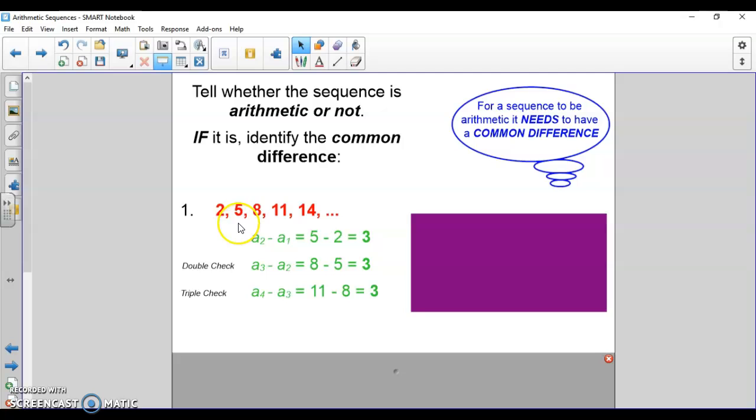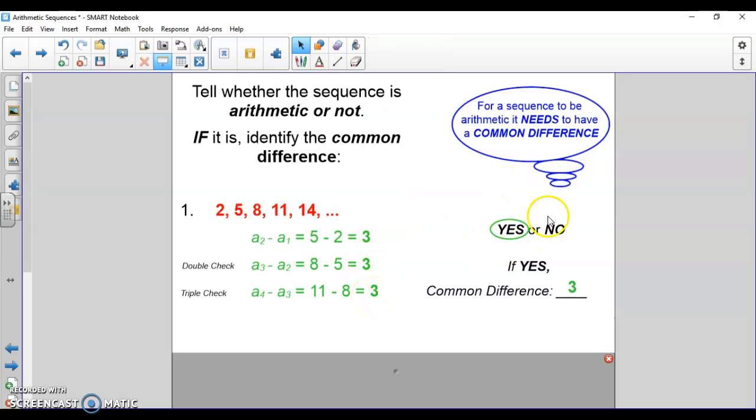5 minus 2, second term minus the first, the difference is 3. Double check it. 8 minus 5 is 3 also. If you want, not necessary, you can triple check it. So if the common difference is consistent, yes, it is an arithmetic sequence. The common difference itself is 3.